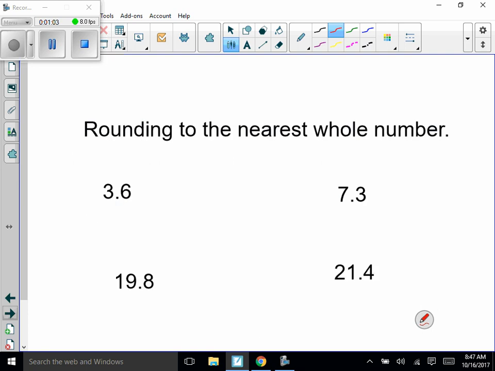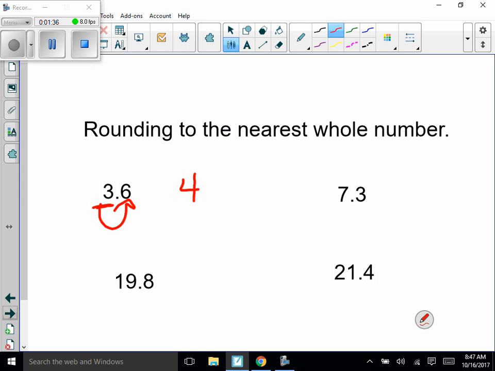Okay, let's take a couple examples and see what we can do here. 3.6, and we're rounding to the nearest whole number. Basically, I underline the 3, and I go right next door. I look at it, and I ask myself, is it 5 or more? I raise a score. 4 or less, let it rest. I notice that 6 is higher than 5. It's 5 or more, so that means that the 3 turns to a 4, and there's your round. I rounded to the nearest whole number.